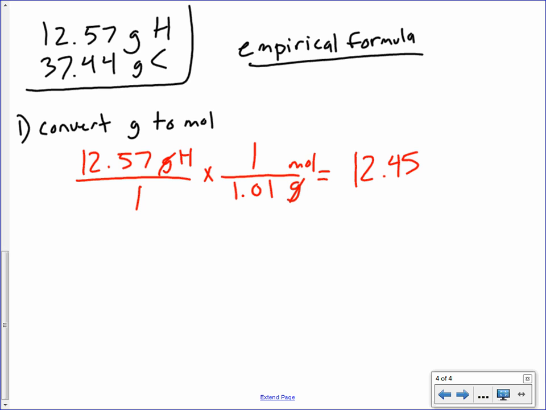12.45 moles of hydrogen, to be exact. Okay? So we've got moles of hydrogen. Now we need to find moles of carbon.